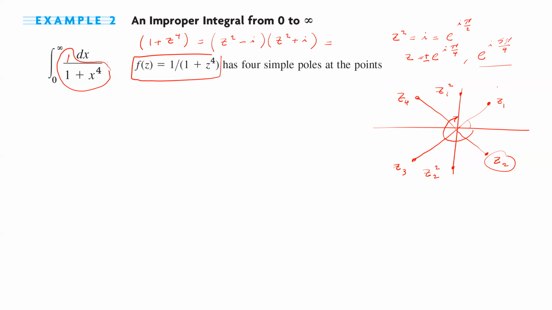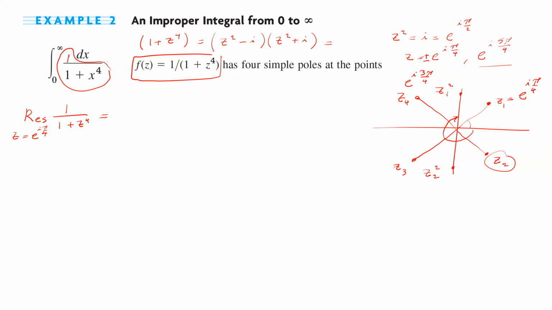So z1 is e to the i pi over 4, and this one becomes e to the i 3 pi over 4. All right. So we need to calculate the residues at these 2 points. So what is the residue of 1 over 1 plus z to the 4th at z equal to e to the i pi over 4?